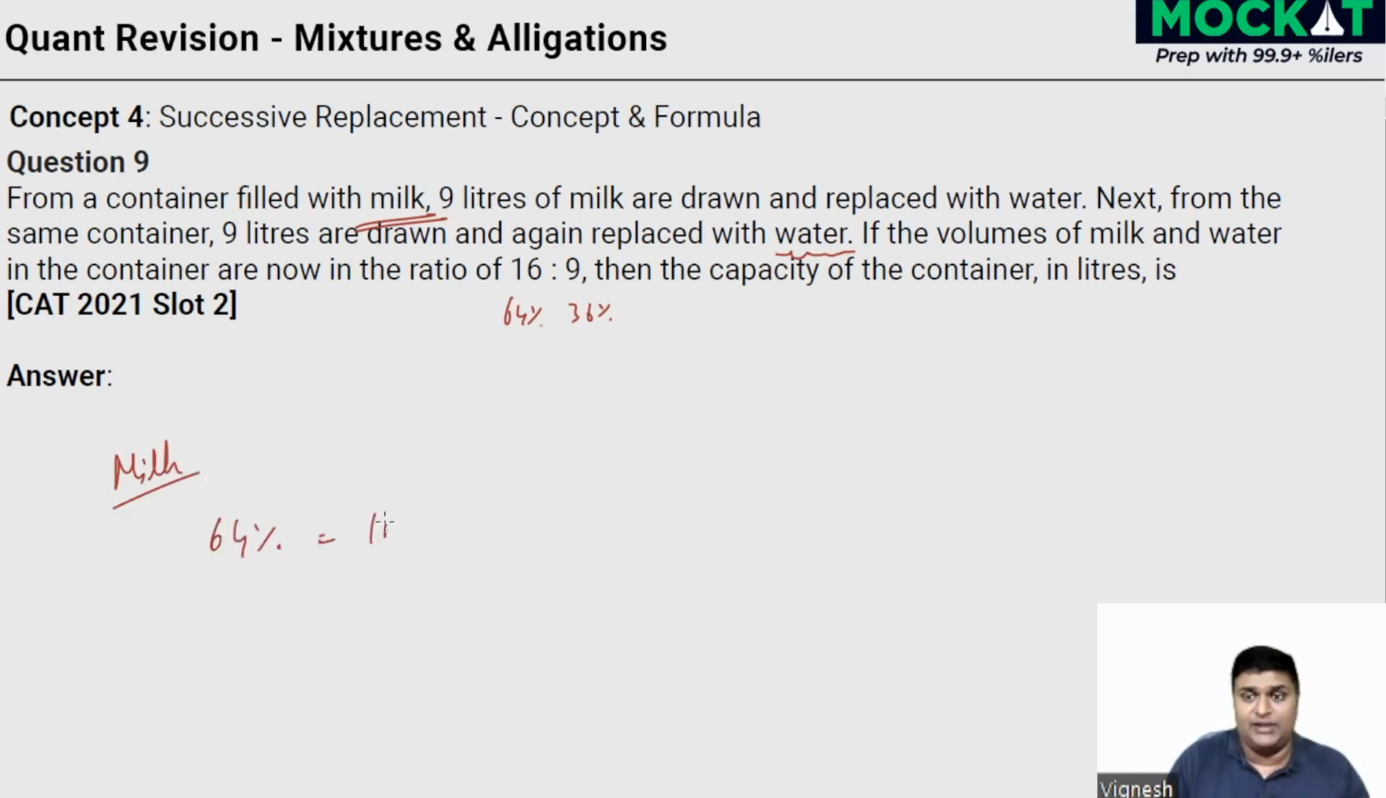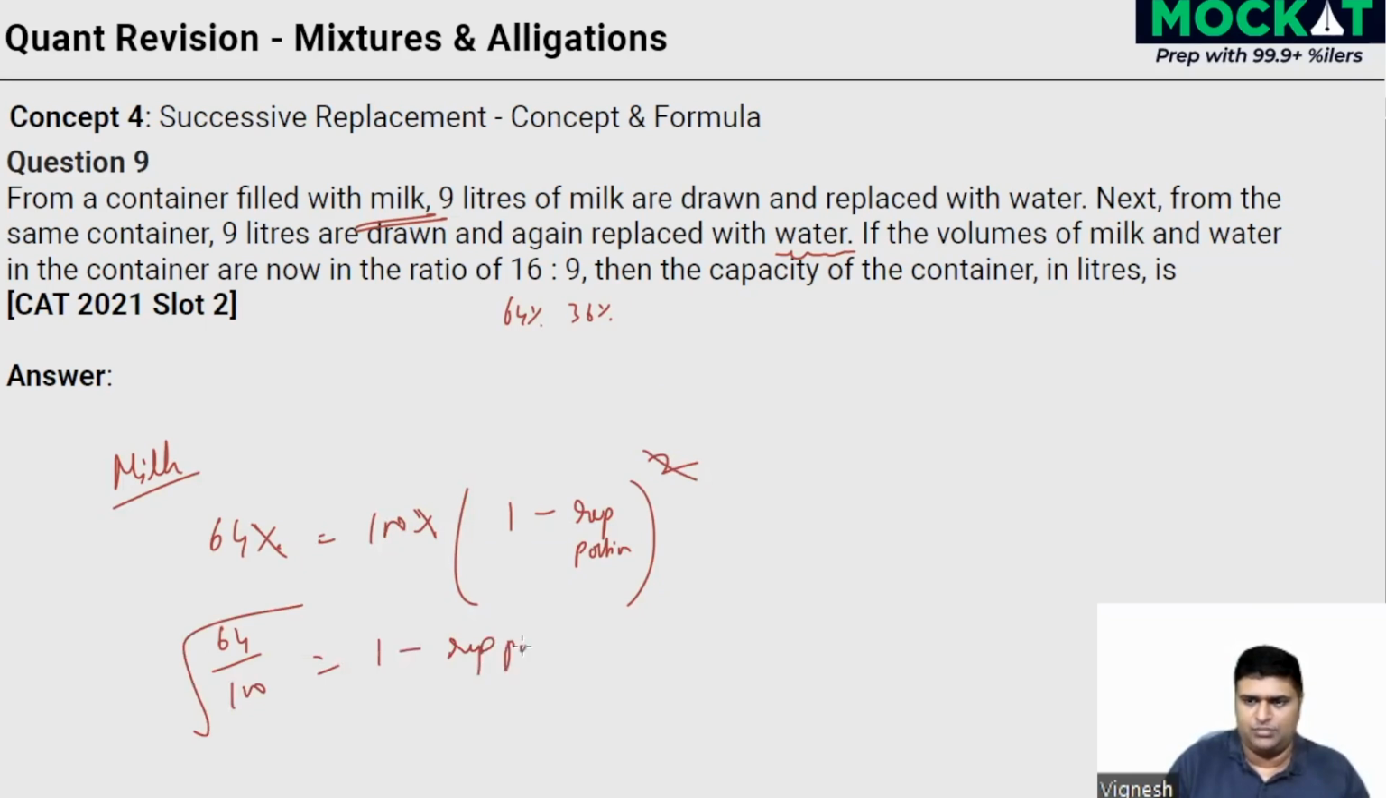Initially it was a full 100% because the container was filled with milk. It didn't say milk and water. From this, replacement happened. Let's call it the replacement portion. Something was removed. How many times was it removed? Twice. Next, from the same container, 9 liters are drawn again. Once it was done, twice it was done, and that's it, so whole square. So 64 percent and percent are cancelled: 64 by 100 equals 1 minus the replacement portion.